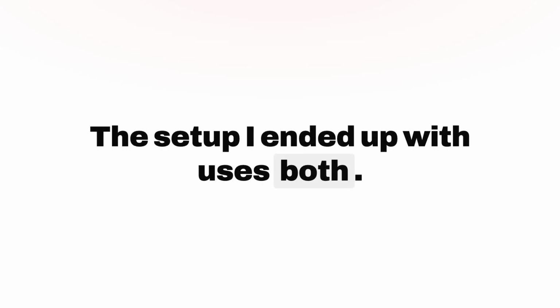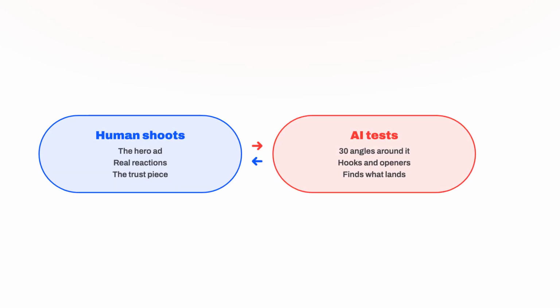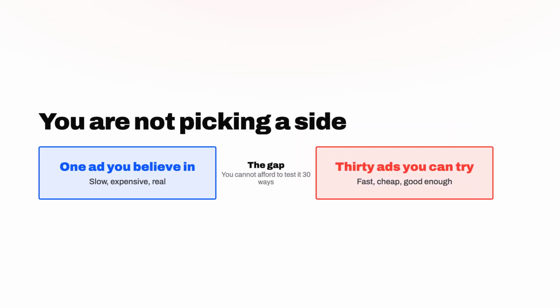Honestly, the setup I ended up running uses both. A human for the hero ad and generated variations testing around it all month. They feed each other. What the human shoots tells you what's worth testing. What the tests find tells you what to shoot next month. That's the actual bridge. You're not picking a side in a culture war, you're closing a gap between what you can make and what you can afford to test.